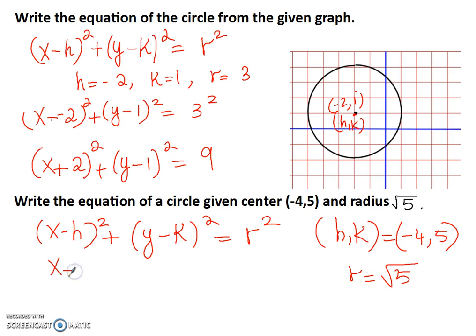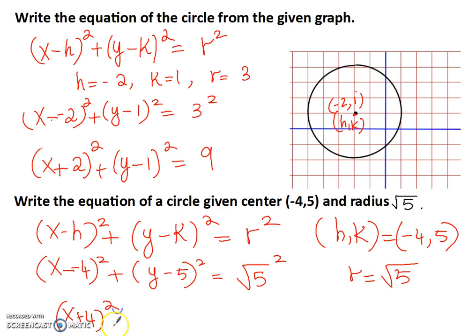So minus of negative will become, we'll do the next step. X minus -4 the whole square plus y minus 5 the whole square is equal to radical 5 square. So here two negatives will become a positive. So that's x plus 4 the whole square plus y minus 5 the whole square is equal to, the radical and the square root will cancel and you will just get the number 5. So I hope you're able to do the rest of the questions by yourself.